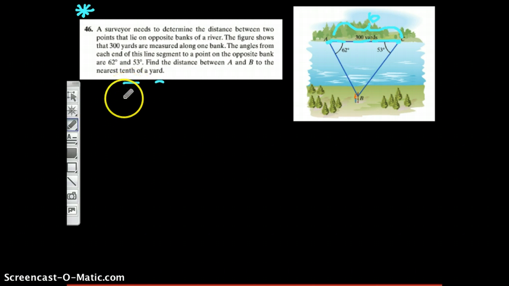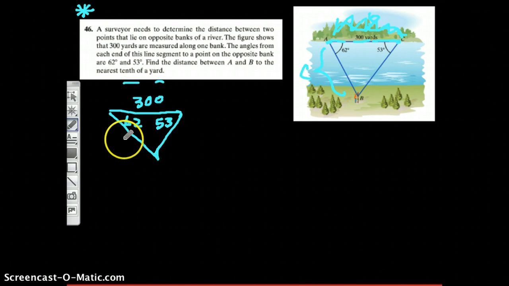Well, let's see. Hey, I can just kind of redraw the triangle here. This is 62, and this is 53. We're trying to find, no, wait a minute, what are we trying to find? Find the distance between A and B. No, we didn't do that. We didn't read that right. We had to find this distance right here, and we'll call that C, okay? So we didn't read the question very carefully. All right, so remember, this is 300, okay? And then we're going to call this C.